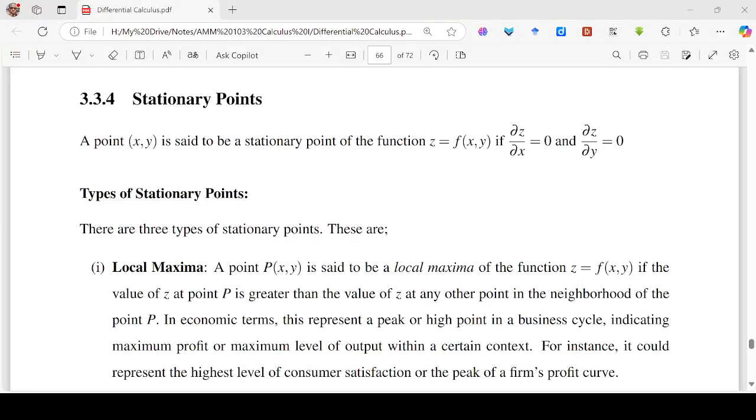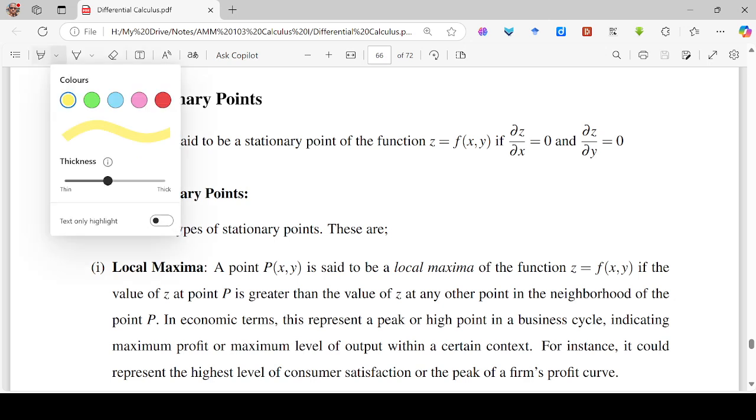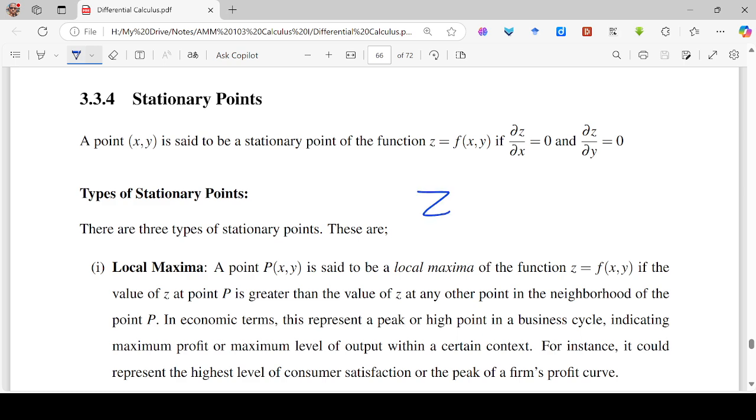Hello, viewers. In this session, we are going to discuss the stationary points for a function of two variables, x and y. So we shall consider a function z having two variables, x and y. So two independent variables, x and y. And we want to talk about what we mean by the stationary points, how to find the stationary point, and also how to determine the nature of this point.